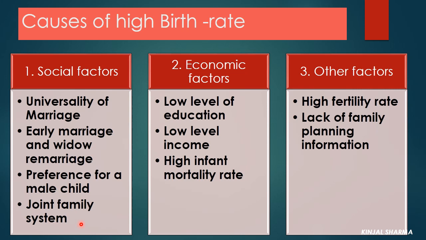Fourth is the joint family system. Now there is a prevalence of joint family system in the rural areas of India, whereas in other parts we can find nuclear families more. So as a result, the financial responsibility for the upbringing of a child is distributed among all the family members. Hence the child does not become a burden, which leads to a high birth rate. So these are the four social factors for high birth rate.